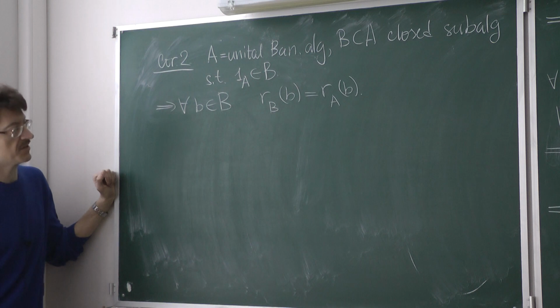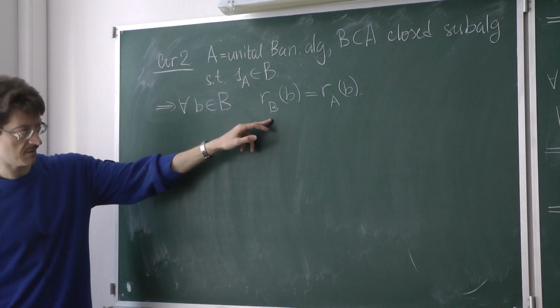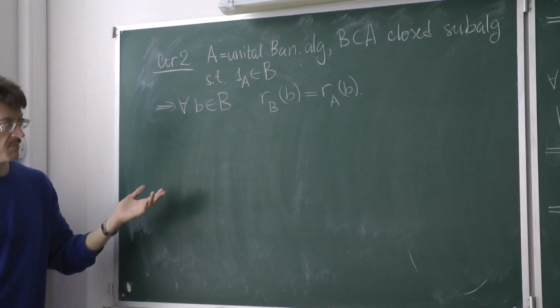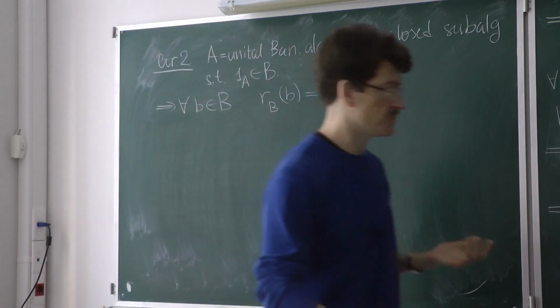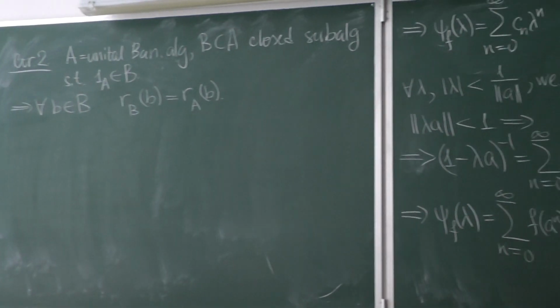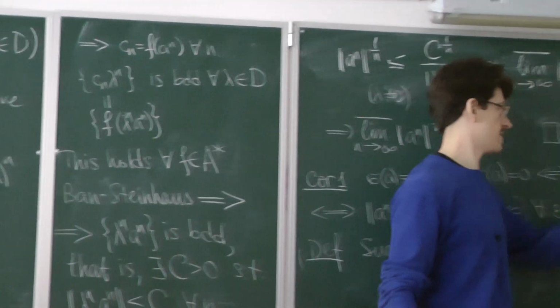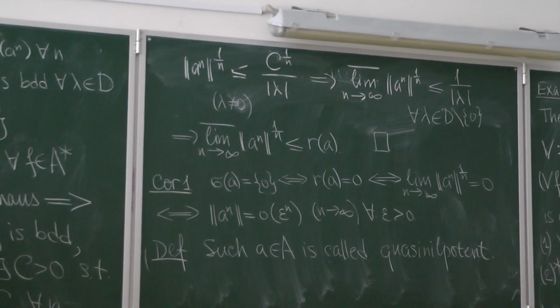And let me recall that in general, if you take a smaller subalgebra, the spectrum with respect to B can be strictly bigger than the spectrum with respect to A. So the spectra are different, but the spectral radius is the same. And it is the same for the simple reason that it is given by this formula. This is the spectral radius. It is defined in terms of the norm of a, and so it doesn't depend on the choice of the subalgebra.